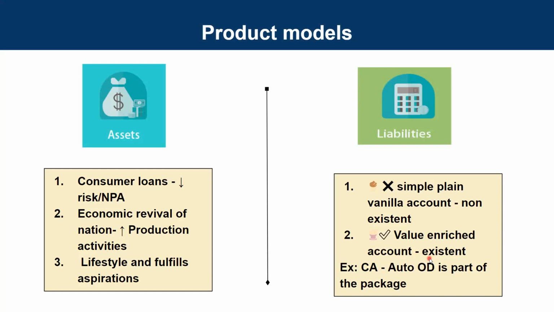On the other hand, providing a value-enriched account, something where you're providing internet banking and mobile banking, or some accident insurance or an investment-cum-insurance policy, attracts the customer. For example, some banks have a current account in which auto OD is a part of the package. How nice that would be, right? So this is about the product models, in which we spoke about the asset side and the liability side of the balance sheet.